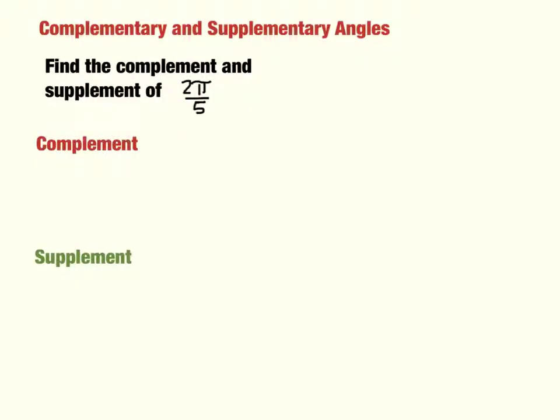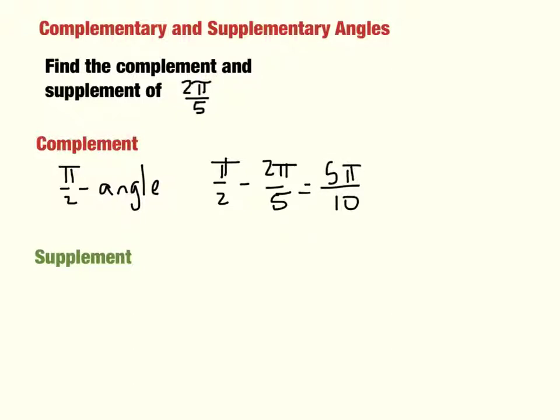Okay, complementary and supplementary angles. Find the complement and supplement of 2 pi over 5. Well, in degrees for complement, it's 90 minus the angle. So instead here, we're going to do pi over 2 minus our angle. So for us, we have pi over 2 minus 2 pi over 5. We're going to make a common denominator of 10. That'd be 5 pi over 10 minus 4 pi over 10. So the complement of 2 pi over 5 is pi over 10.